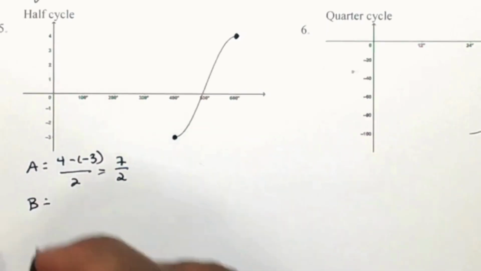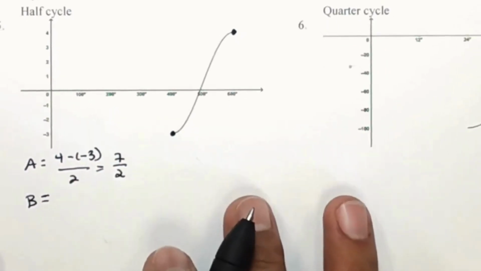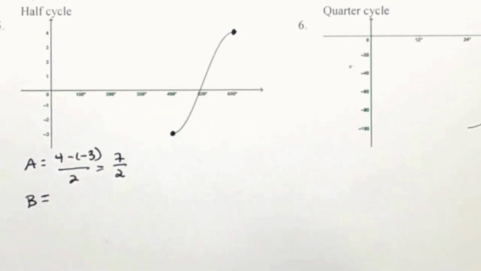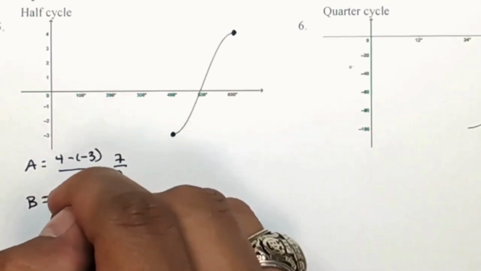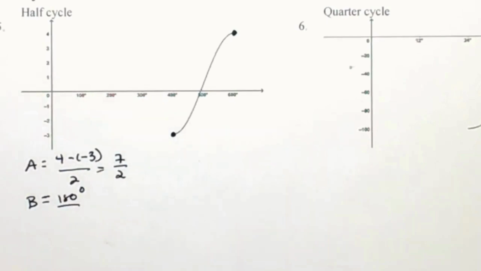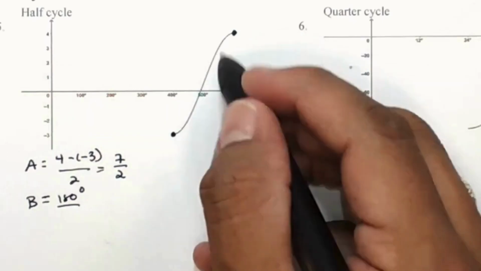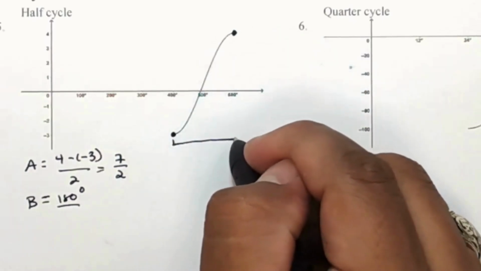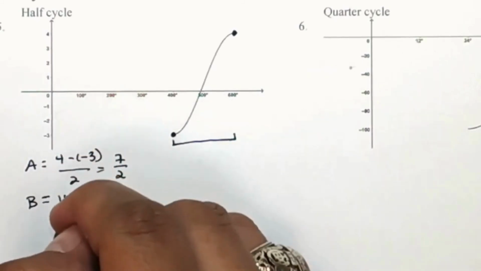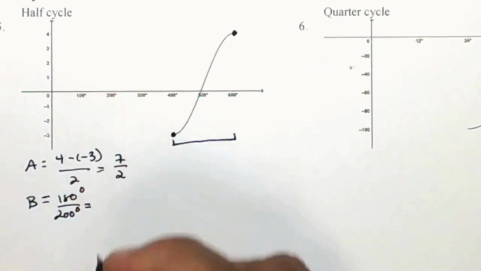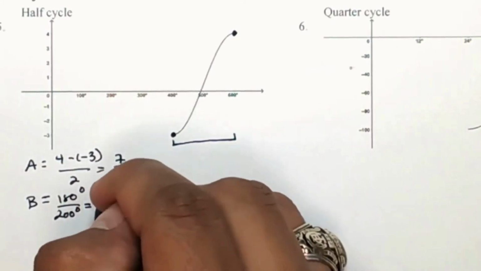What about B? Well, again, we're dealing with a half of a cycle. A full cycle of a graph is 360. So let's change this to 180, which helps us out because if we're starting here and going there, that's 1/2 cycle, from 400 to 600 is 200 degrees. So we end up getting 9/10.